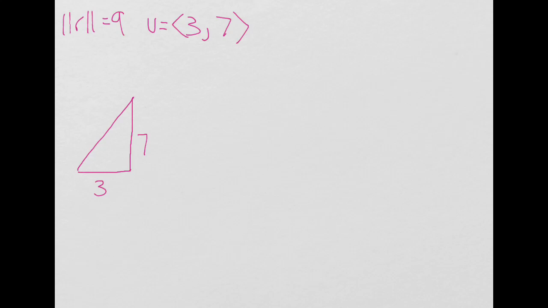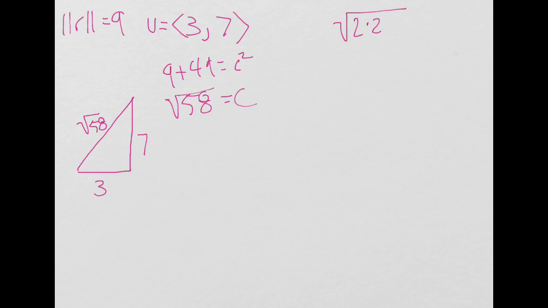A squared plus b squared equals c squared. So we're going to get 9 plus 49 equals c squared. Add those together, get 58. Square root of 58 equals c. So I get the square root of 58 right there. Now, a quick side note, 58 can be written as 2 times 29, and 29 is a prime number, so we're not going to be able to simplify this radical at all, so we will leave it as the square root of 58.